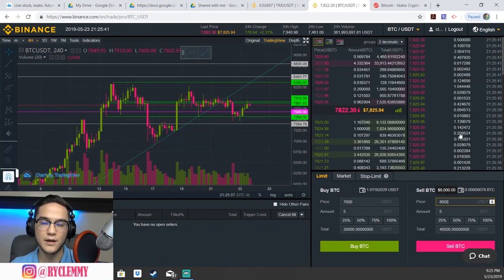and it allows you to set a more solid price that you're willing to pay or that you're willing to sell your coin for.